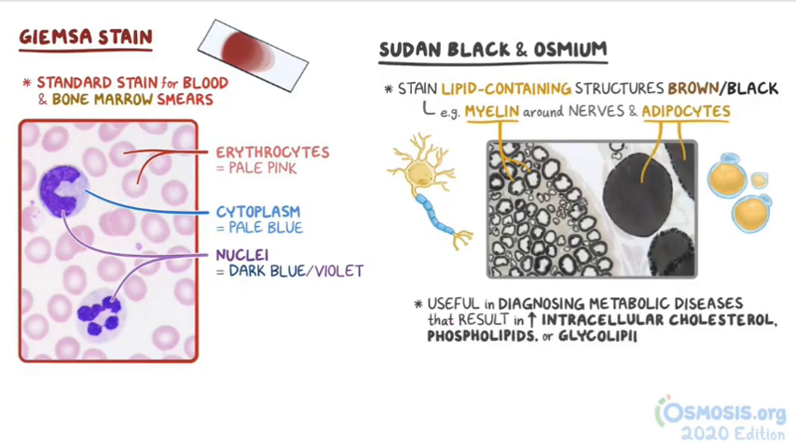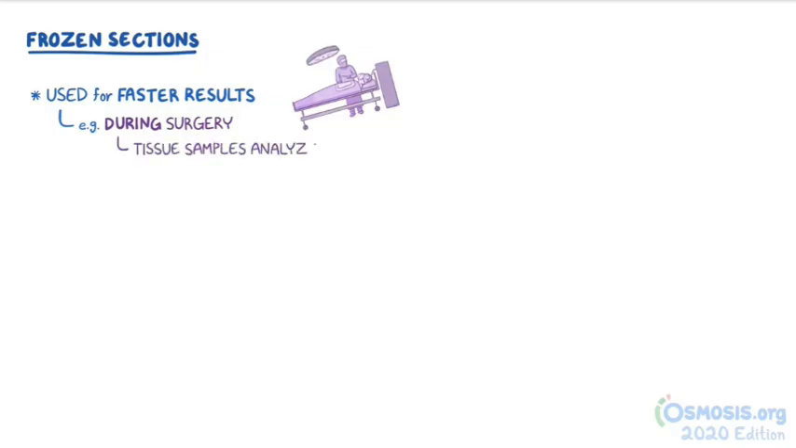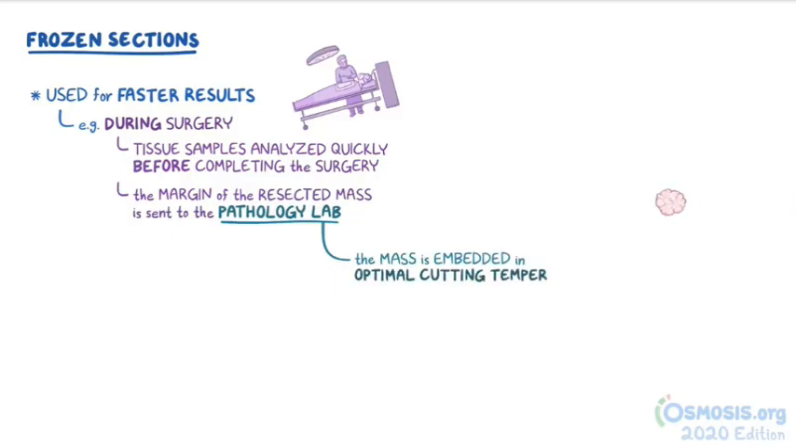phospholipids, or glycolipids. Clinically, frozen sections are used for much faster results when needed. For example, during surgery, if the surgeon is removing a tumor, the surgeon may need to make sure all the unhealthy tissue is removed by having tissue samples analyzed quickly by a pathologist before completing the surgery. To do this, the margin of the surgically resected mass is sent to the pathology lab, where the mass is embedded in a compound called optimal cutting temperature compound, or OCT for short.